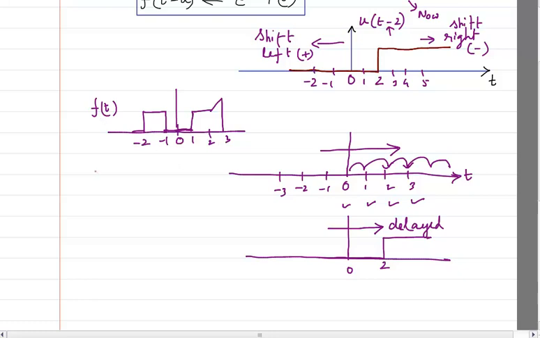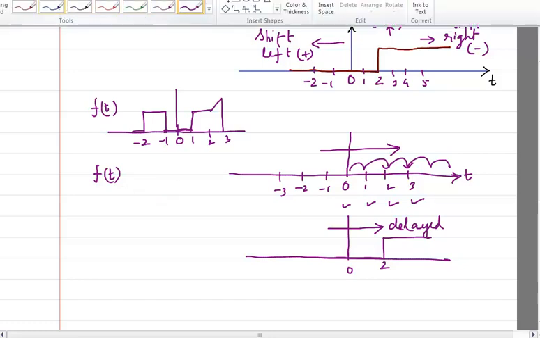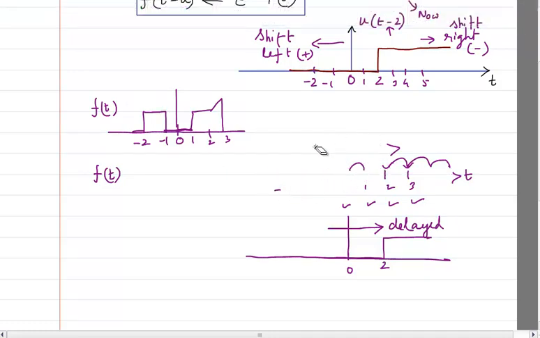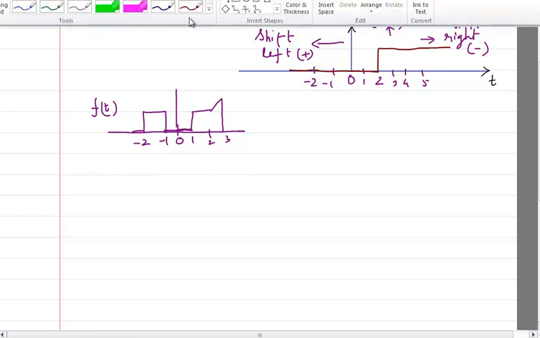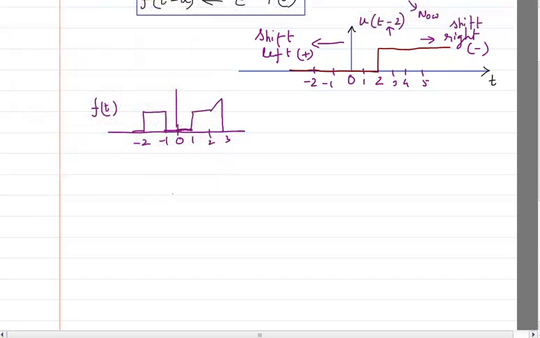So if I have to delay this signal further, then let me draw it using a different color, and let me first rub out this one. Okay, so if I am going to delay this signal, or let's say if I am going to draw this signal again, but now I am going to draw it with a different color.